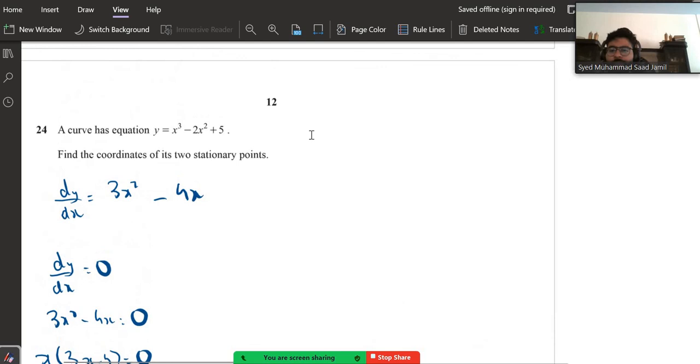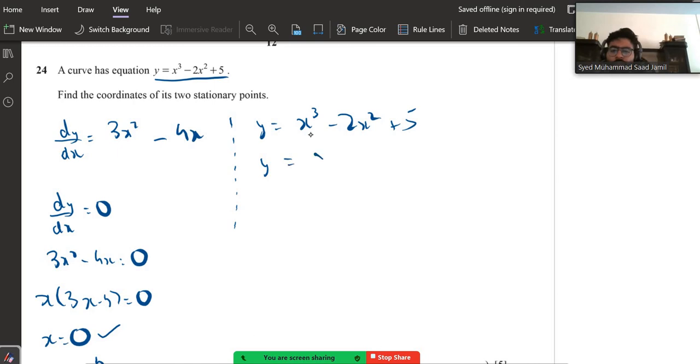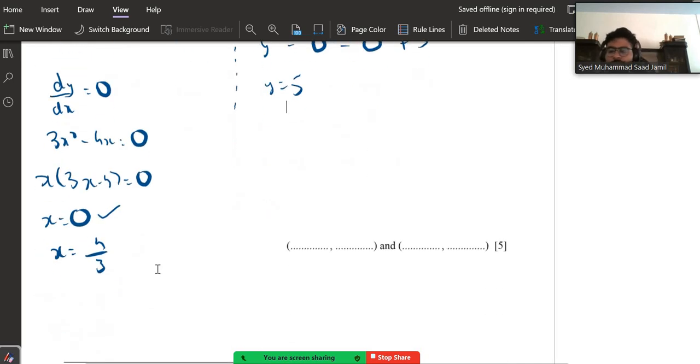Right? Now it says find the coordinates of its stationary point, right? So now you will just plug it into the equation and find the values for y. y is equal to x cubed minus 2x squared plus 5. So just plug in 0 because first value is 0. So 0 minus 2 multiplied with 0 is also 0 plus 5. So y is equal to 5. And then you will plug in 4 upon 3.